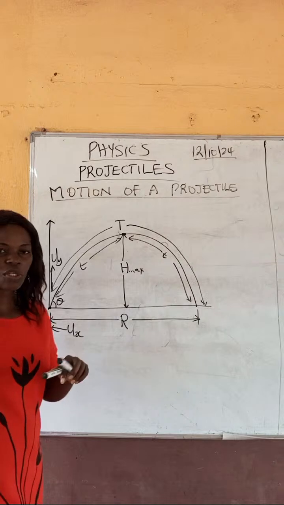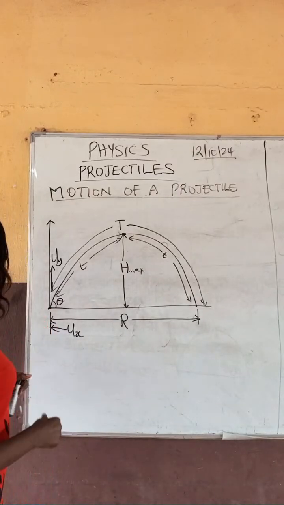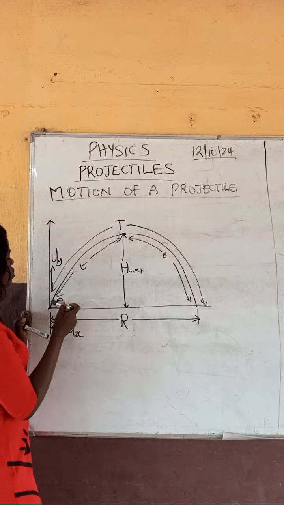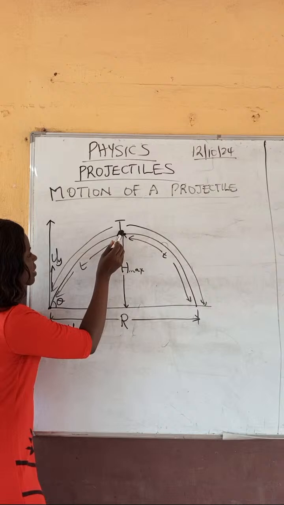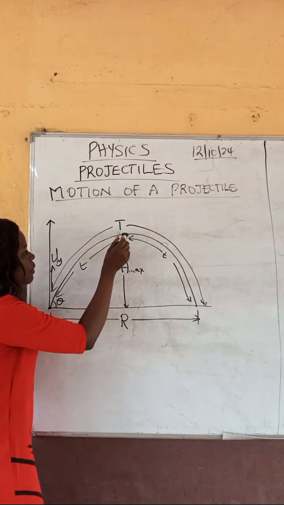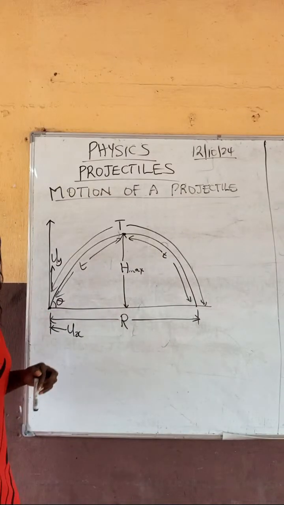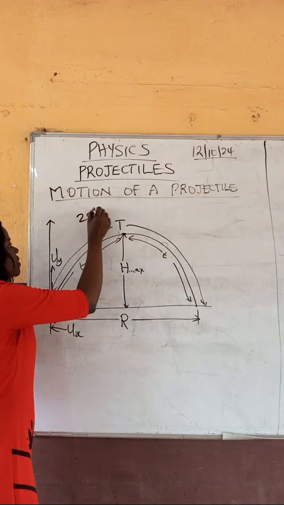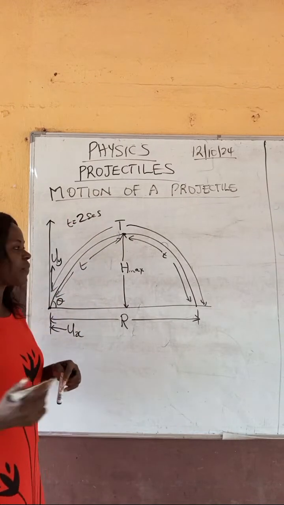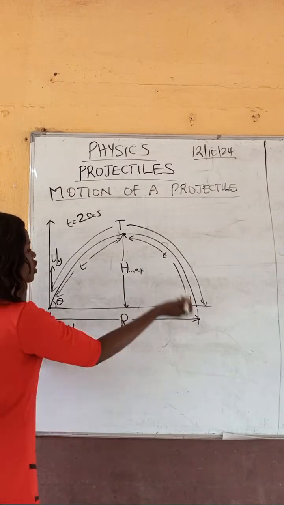There are things we need to consider if you are considering projectile. The first thing you are going to consider is the time. This is the time taken for this object to move from here to reach the maximum height, and also the time taken from here to return to the ground. For example, if this object takes 2 seconds to get to the maximum height, it's still going to require another 2 seconds to return to the ground.